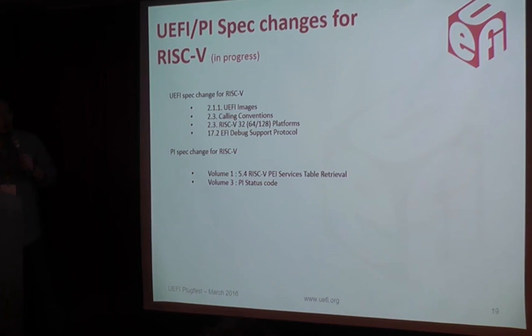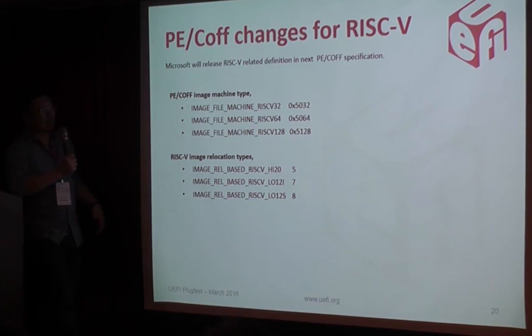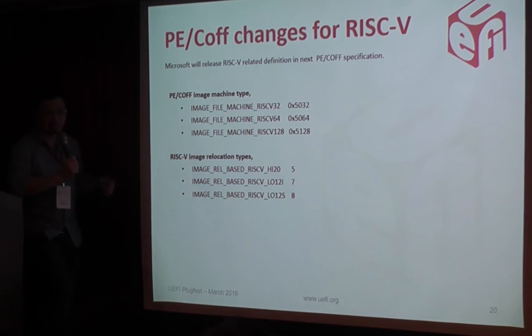Dong helped to talk to Microsoft. In the PE/COFF image machine type, we have these three for RISC-V, and for the relocation type, we have these three. Microsoft said they will release this new definition in the next PE/COFF spec.